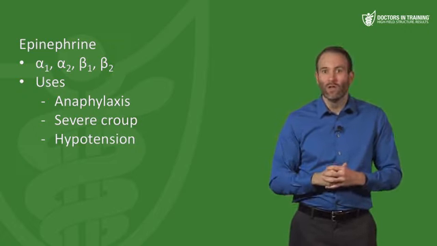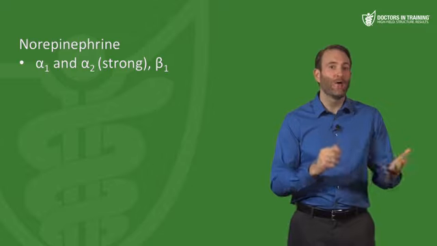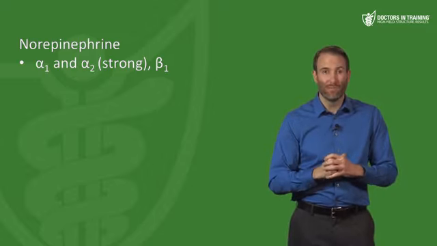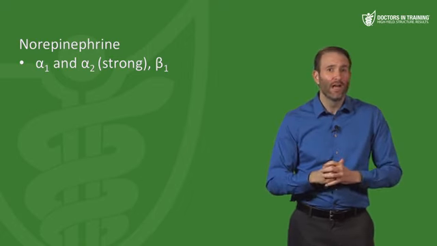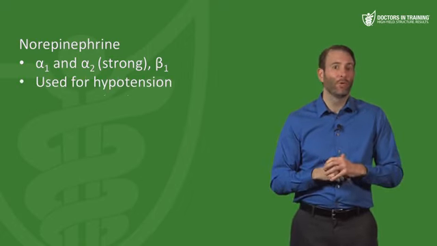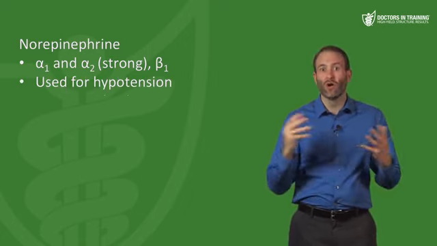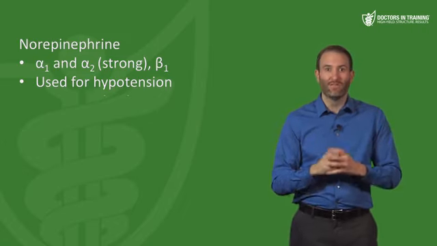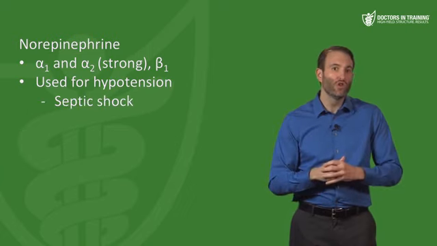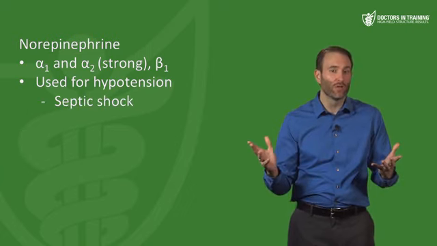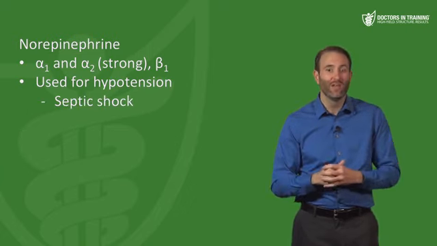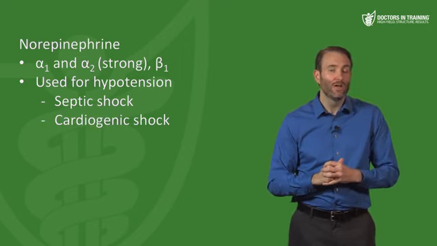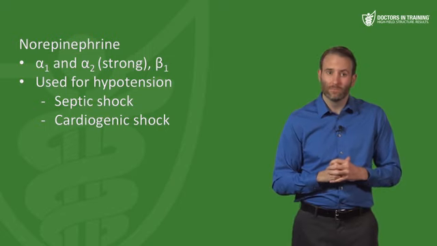Next, we have norepinephrine. So here we see a strong alpha-1 and alpha-2 stimulation, also moderate beta-1 stimulation, and basically no beta-2. Now, norepinephrine can also be used for hypotension, but because it has such strong alpha-1 stimulation, it's going to decrease renal perfusion due to that vasoconstriction. Norepinephrine is usually first line for septic shock. And why would we want to do that? Well, in septic shock, you have a lot of vasodilation in blood vessels. But it can also be used for cardiogenic shock as well.